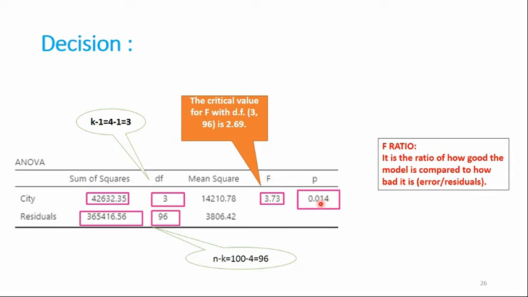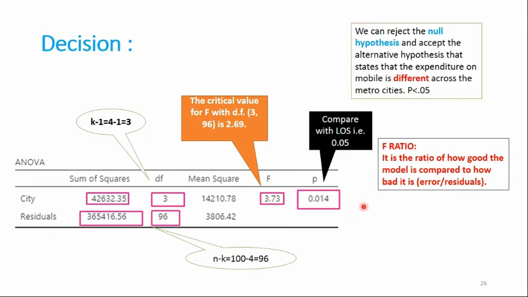And if we use the p value, compare this p value with the level of significance, or alpha. In this case, our level of significance is 0.05. If the p value is lower, we will reject our null hypothesis. On both criteria, we come to the conclusion that the null hypothesis is rejected. It means there is a significant difference across the cities at the 0.05 level of significance.